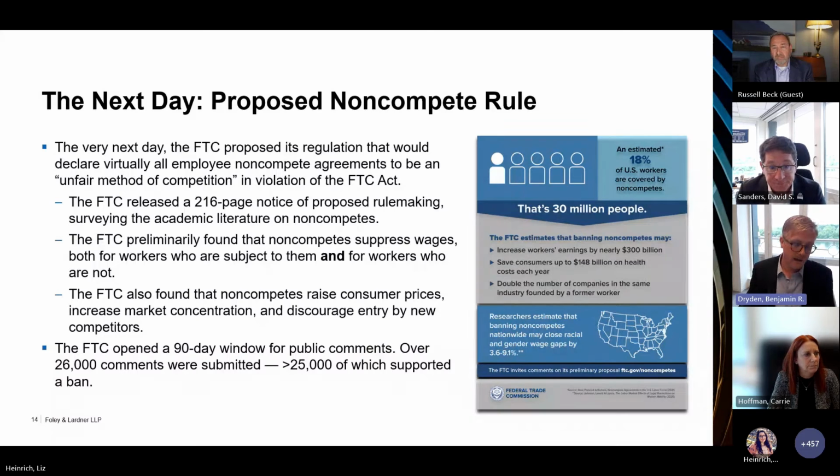And the non-compete ban, as proposed, came with a 216-page notice of proposed rulemaking, which surveyed the academic literature and made findings based on the empirical analysis that has been done that non-competes not only reduce worker wages for the workers who are subject to them, but also, and this is significant, the FTC says that non-competes suppress wages for all workers, even people who aren't bound by non-competes. And they also found that non-competes raise consumer prices and increase market concentration and discourage entry by new competitors.